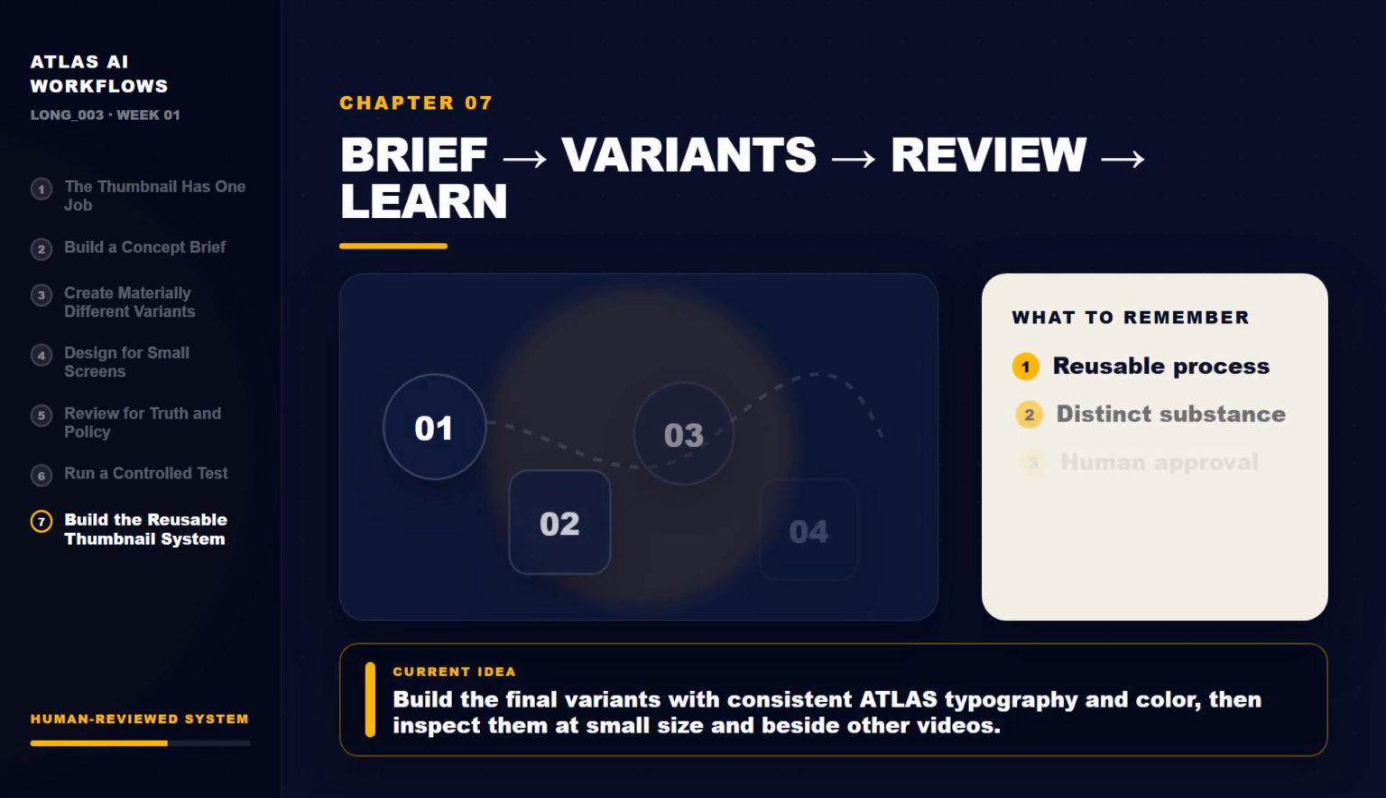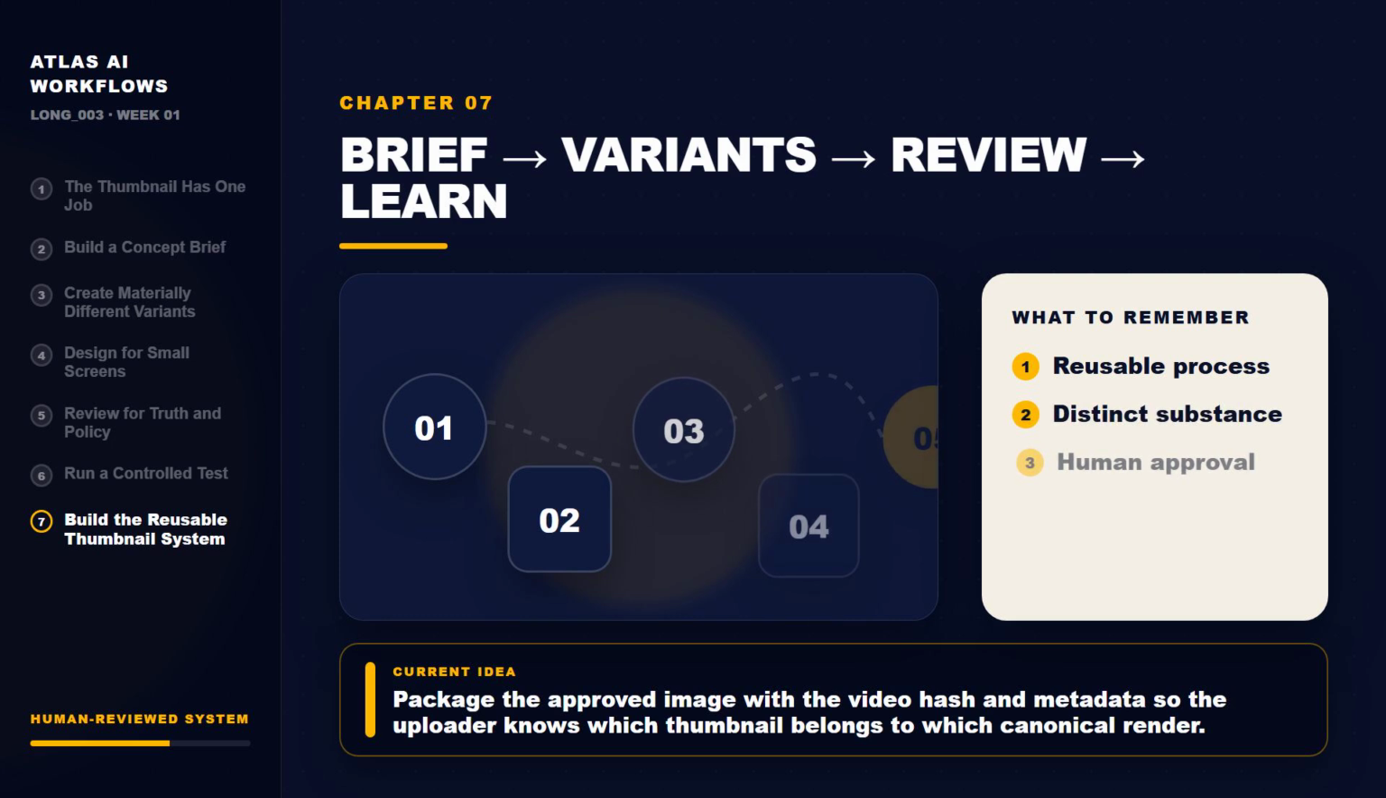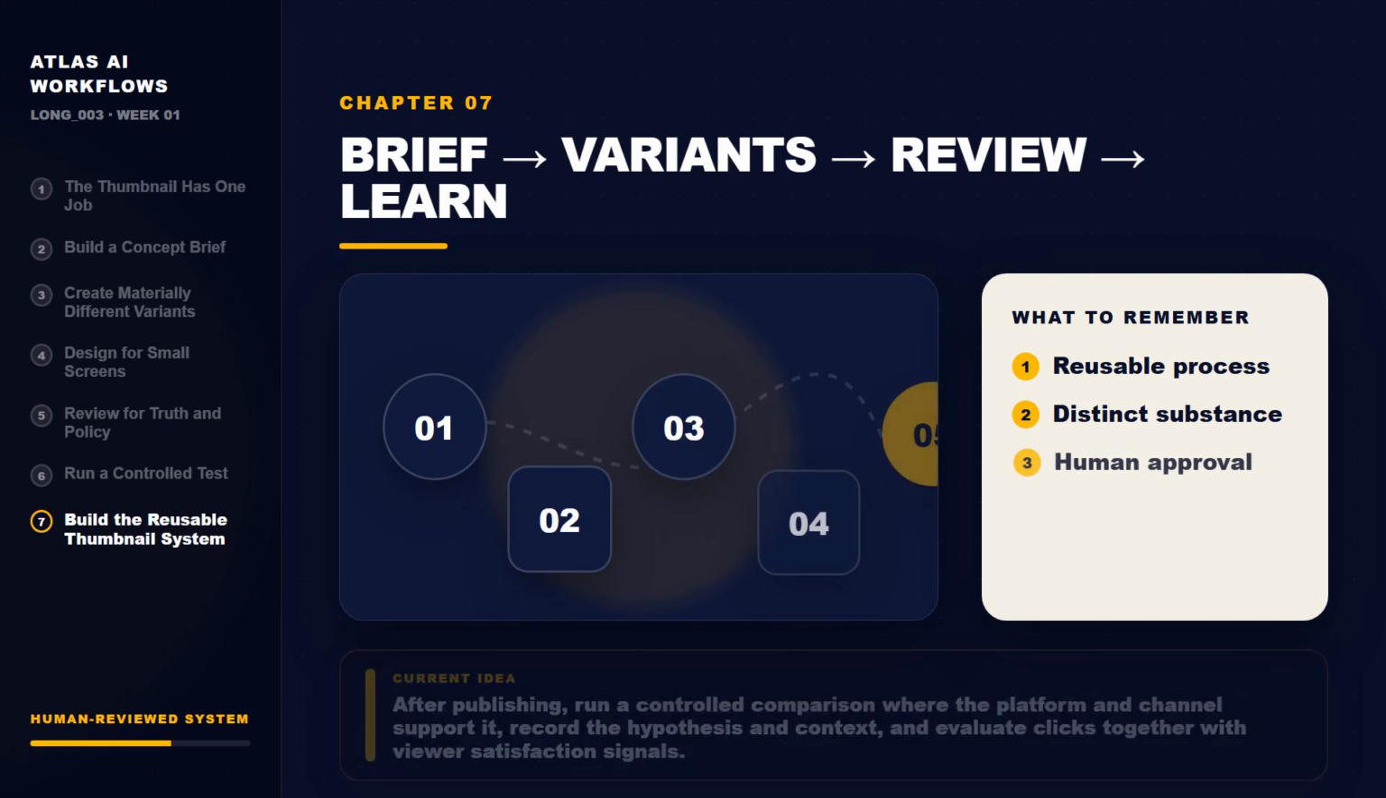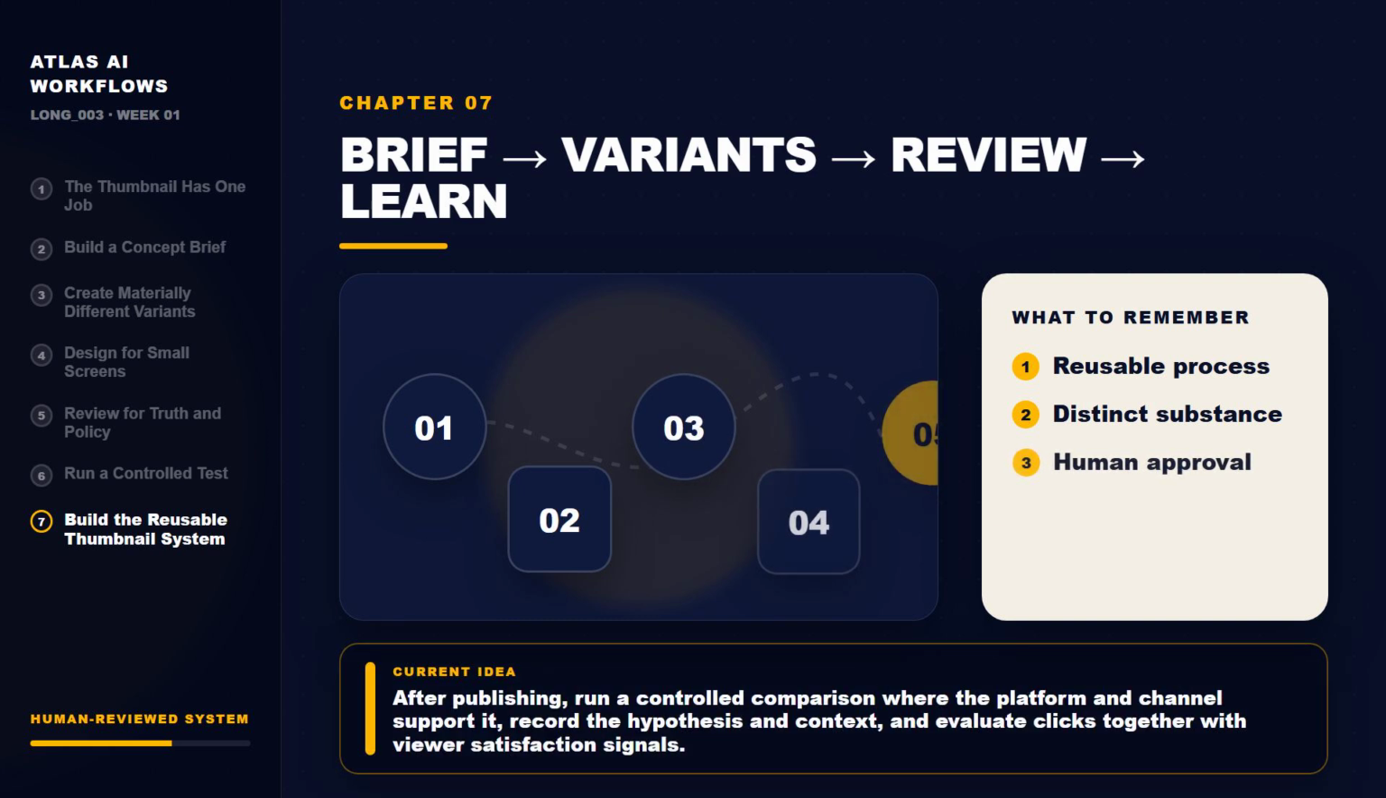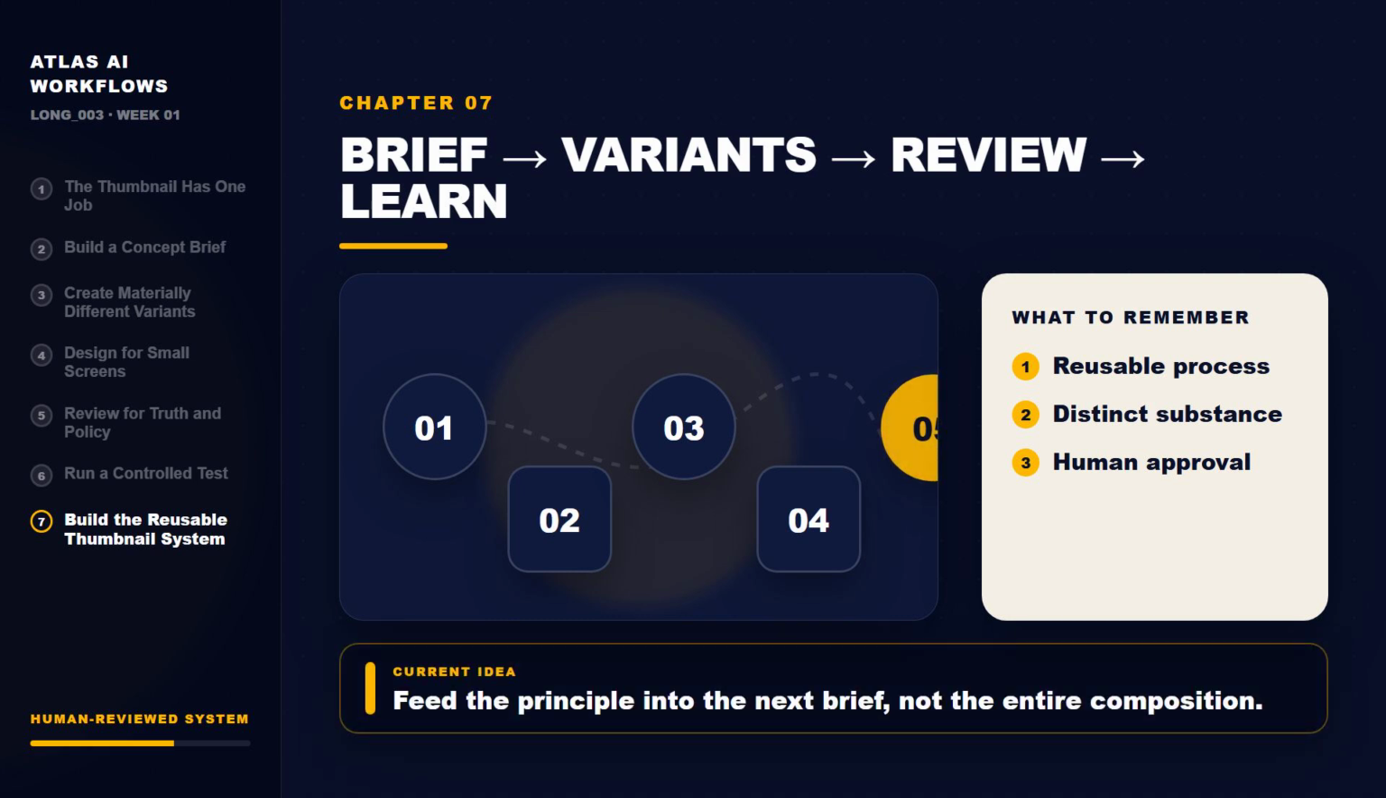Build the final variants with consistent Atlas typography and color, then inspect them at small size and beside other videos. Package the approved image with the video hash and metadata so the uploader knows which thumbnail belongs to which canonical render. After publishing, run a controlled comparison where the platform and channel support it. Record the hypothesis and context, and evaluate clicks together with viewer satisfaction signals. Feed the principle into the next brief, not the entire composition.